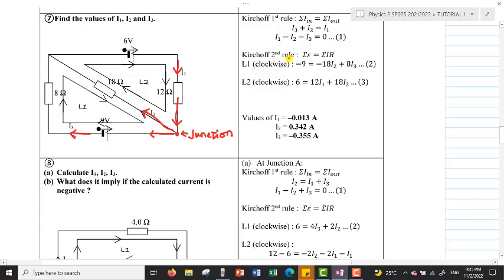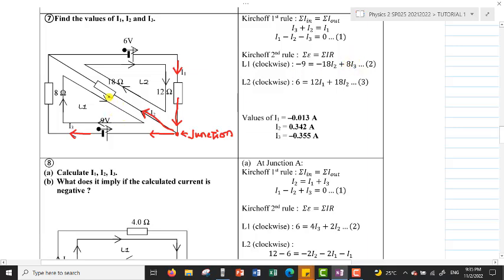Then we apply Kirchhoff's second rule for our loop 1. We travel clockwise in the loop. So as usual, we are going to compare the direction of EMF with the direction of the loop. For the 9 volt battery, we find out that the direction is opposite. So 9 would have a negative sign, and then equal to the product of current and resistance. So I3 is going to pass through the 8 ohm resistor. The direction of I3 is the same as the direction of the loop. So I3 is positive, so we have positive 8 I3.